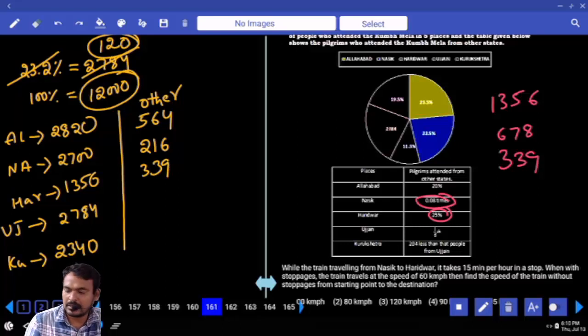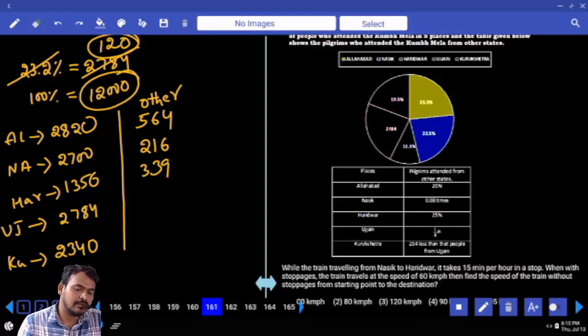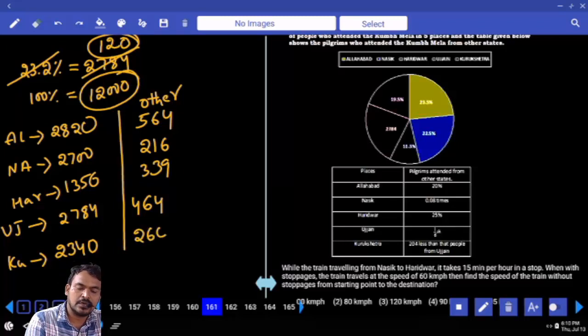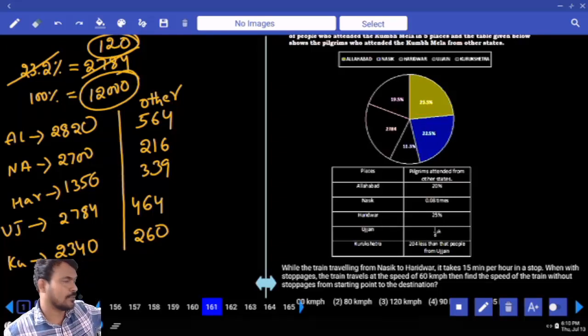Next, 1/6 value. 1/6 of which one? 2784. Divide by 6. 6 how many times? 464. Again 400. Next, 204 less than that, people from Ujjain. Already 464. Compared to that one, 204 less. What is the remaining? 260. And out of 2820, we subtract 564. We get the local people. And 2700 minus 216, we get the local value.